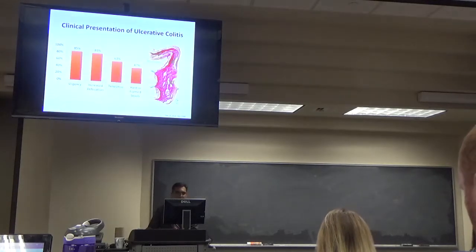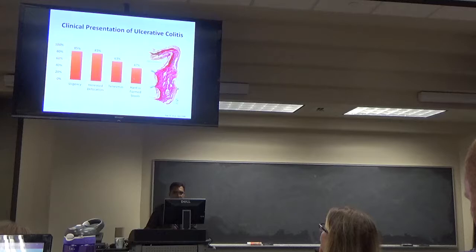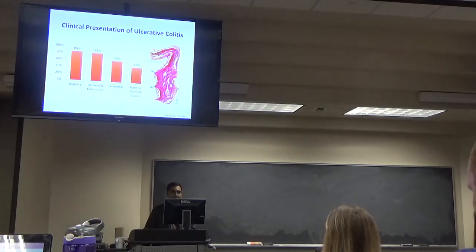Ulcerative colitis typically presents with diarrhea and urgency, and tenesmus. Do you know what tenesmus is? Yes. It's like dry heat.